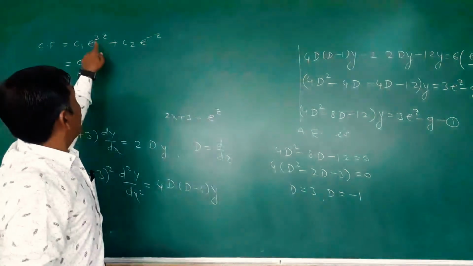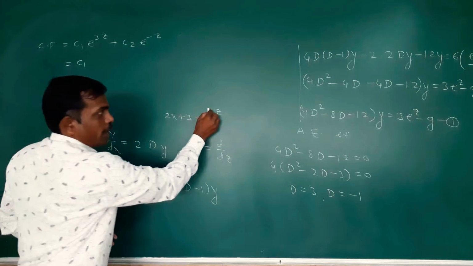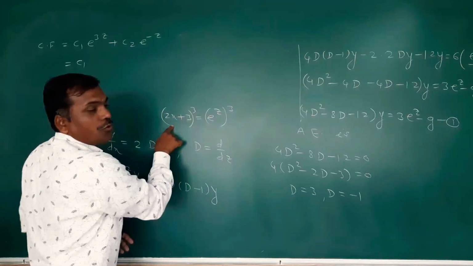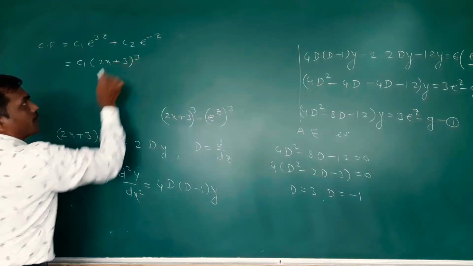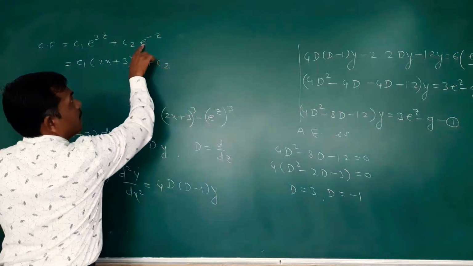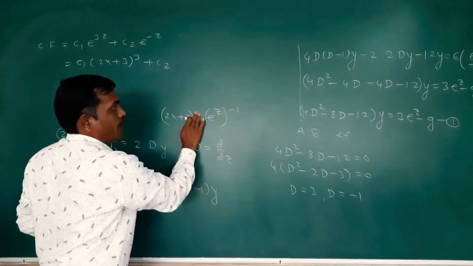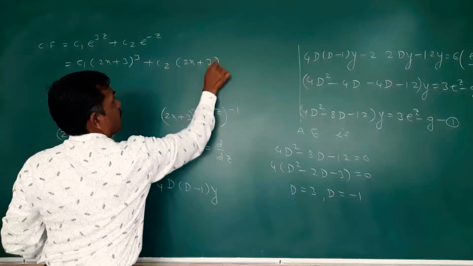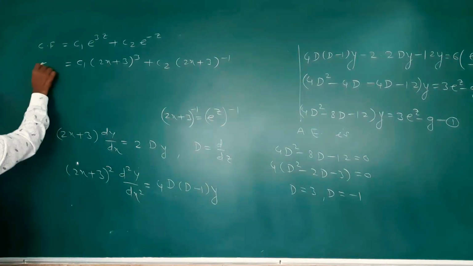Now here I require e^(3z). e^(3z) means it's the cube, so here (2x+3) cubed. Understood? Plus C2. Now here e^(−z) means raised to minus 1. So here (2x+3)^(−1). So this is our complementary function.